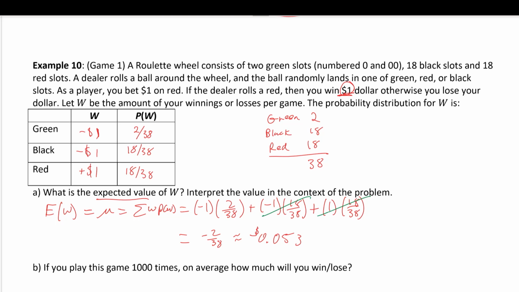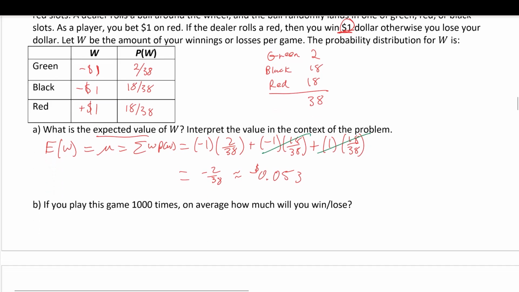So from the player's perspective, every time they play, they expect to lose 5 cents. Because quite often you are winning. 18 out of 38 times you are winning. But the other 20 out of 38 times you're going to lose. So on average, you should be around even, right? Now, if you play this game 1,000 times, then what would be your net amount that you expect to win or lose?